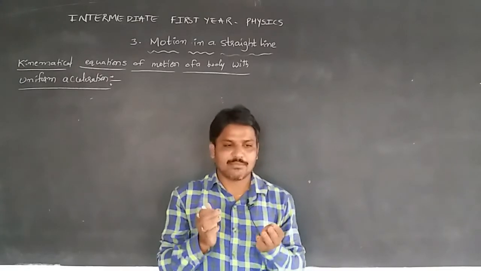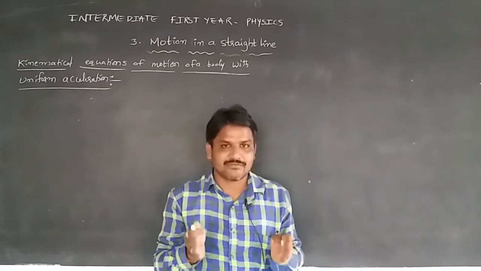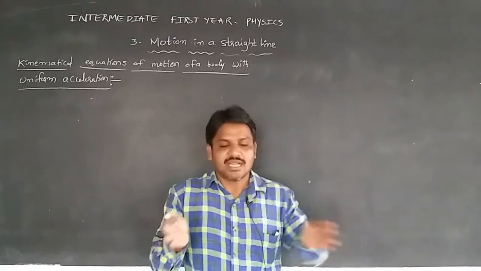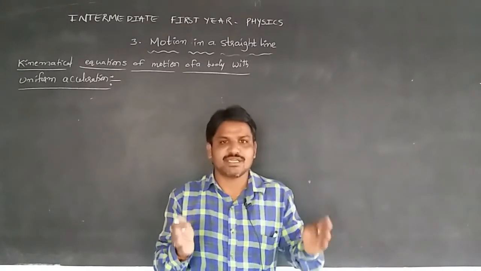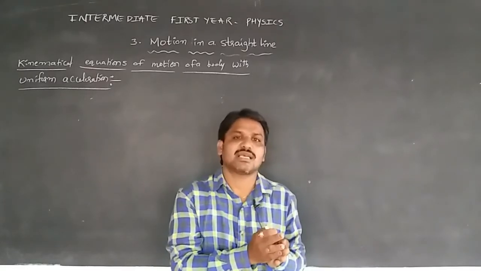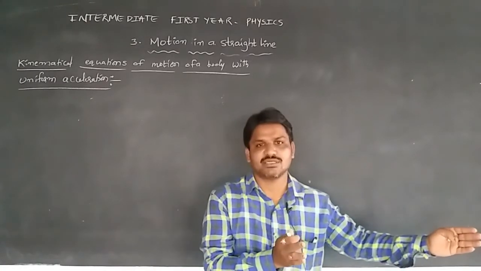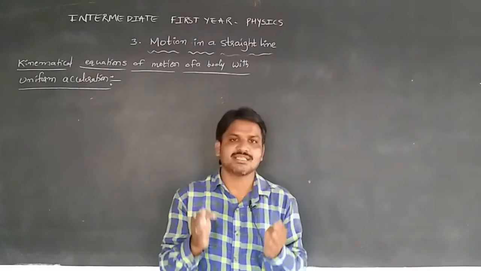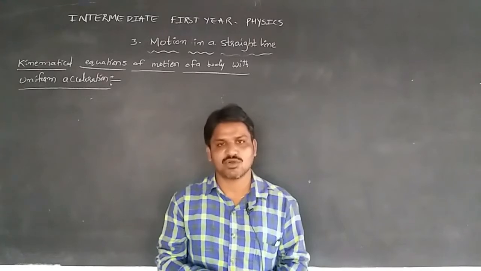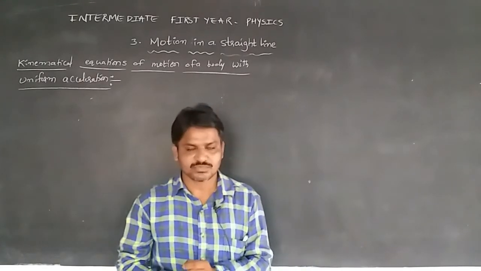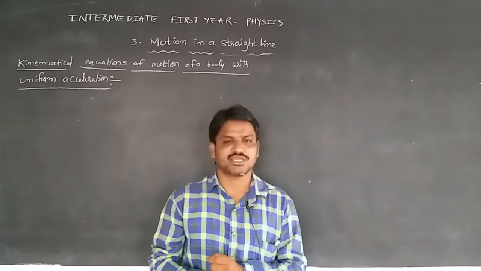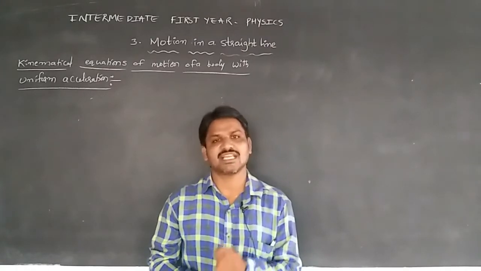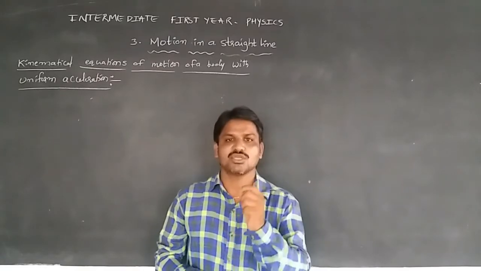That means when a body is moving, if at the first minute the body travels 10 meters, then in the second minute it also travels another 10 meters only. So when the body travels equal distances in equal intervals of time, it is called uniform motion, and also uniform velocity. Uniform velocity means the body travels equal displacements in equal intervals of time.